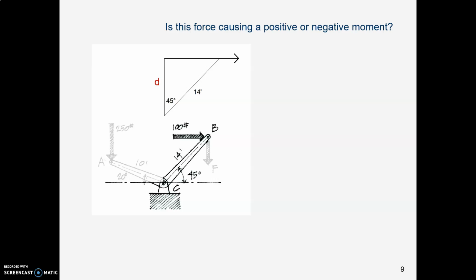And is this force causing positive or negative moment? Well, it's trying to rotate around point C like that. That's the way a clock turns, so that's clockwise, so that's a negative moment.